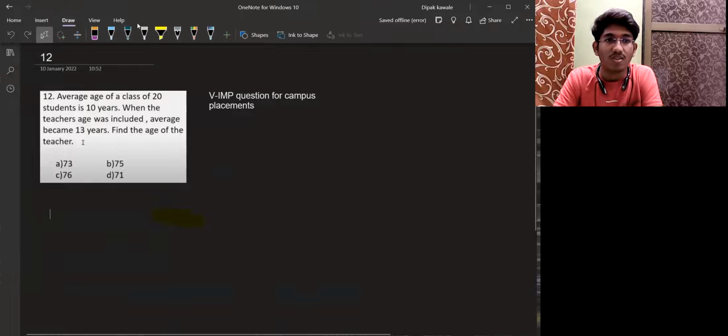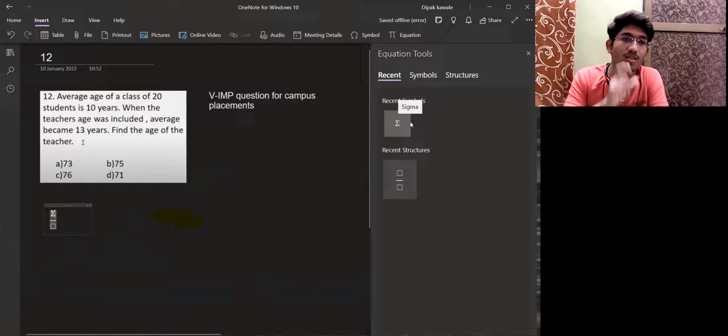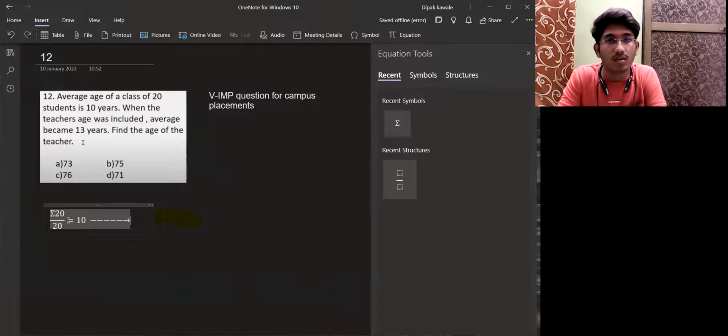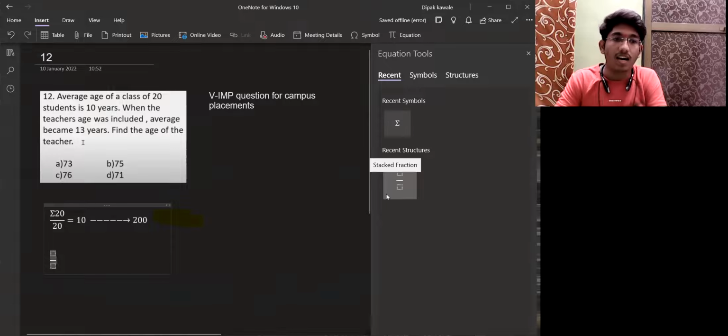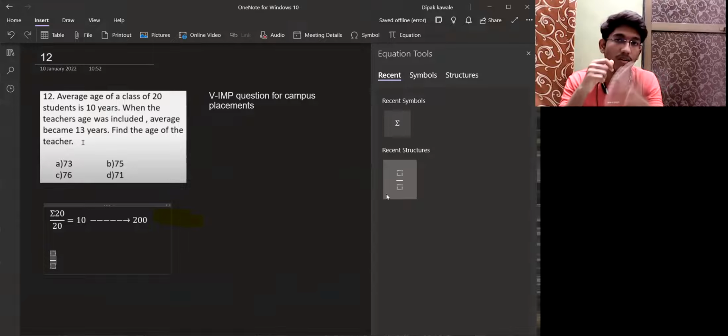Okay, I assume you have stopped this video and now I'm solving for you. It is saying that the average of 20 students is 10. That means how much will be the total age of those 20 students? 200. Correct. Again it is saying that after adding the teacher's age, that means the group of 20 students, the teacher is also added. Now it will become 21 members in that group.